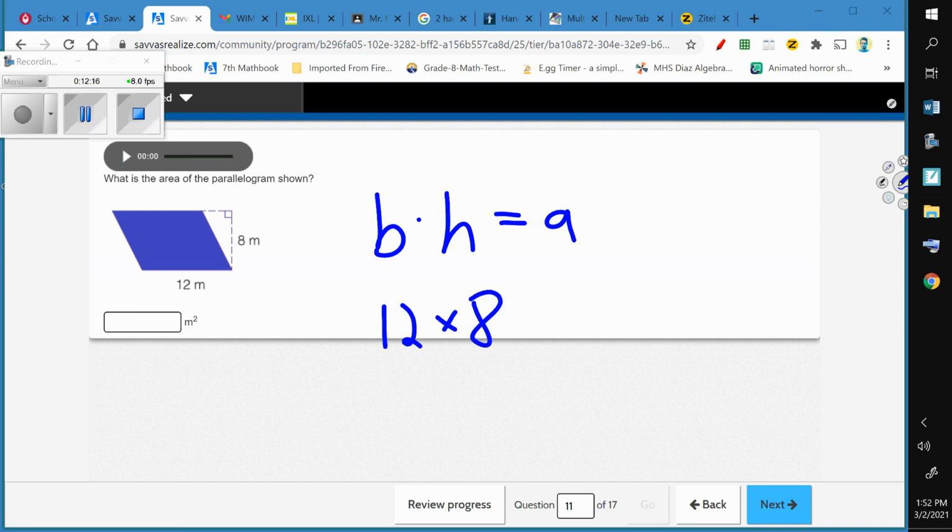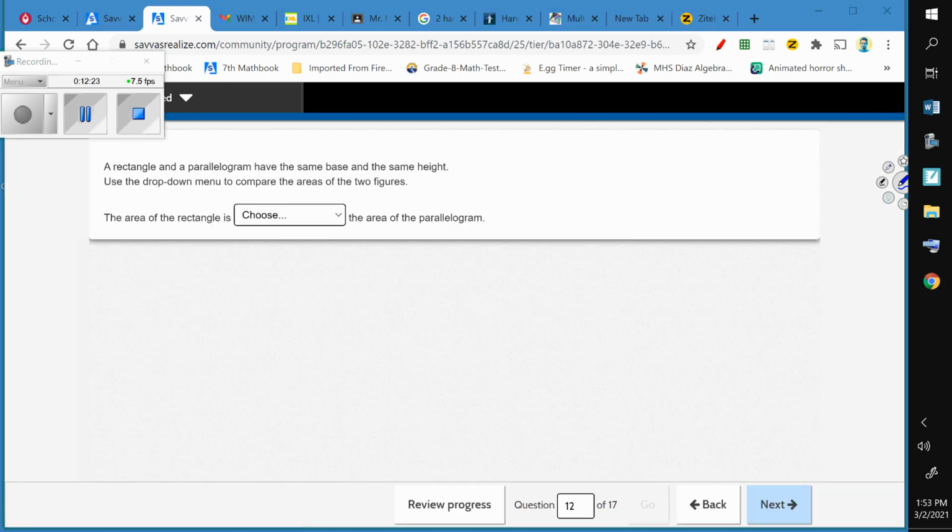You don't have to divide by 2. This is not a triangle or a trapezoid. You just do base times height. And they give you meters squared, so you don't have to worry about that.